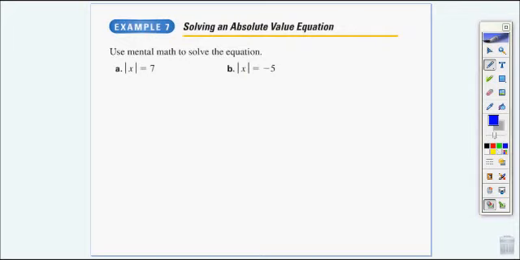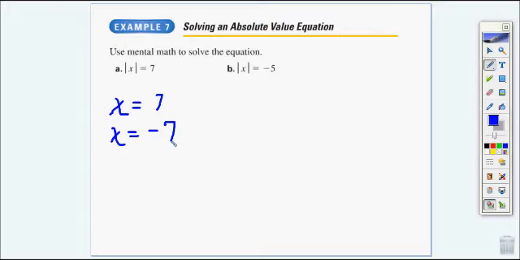So we're going to try to apply this then when we are working with solving an equation. So let's use mental math to solve the equation. Well, the absolute value of x, that's going to change anything that's inside there into a positive. So x could be positive to start out with, but x could also be negative 7. So the answer for letter A would be 7 and negative 7. Both of those work.